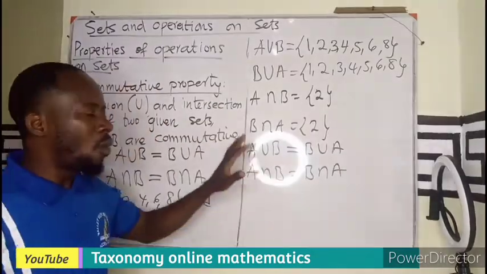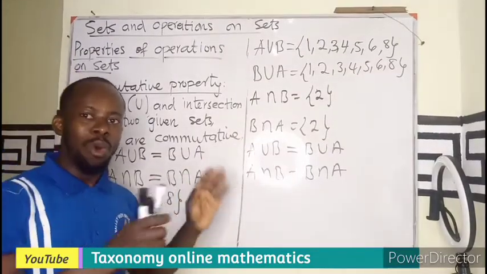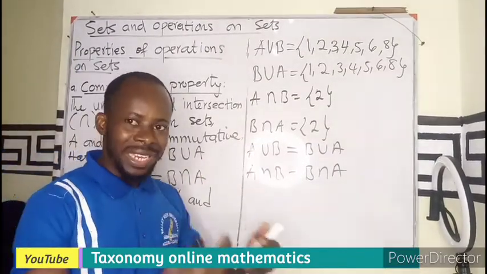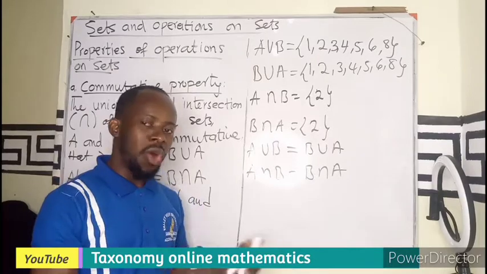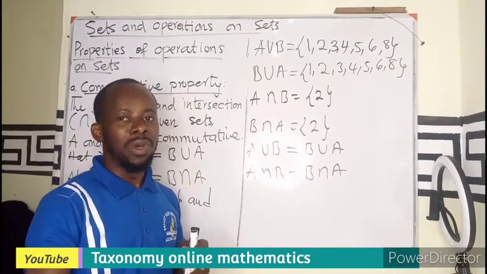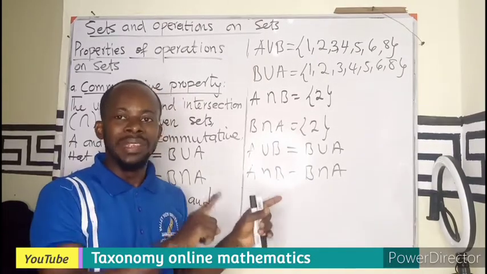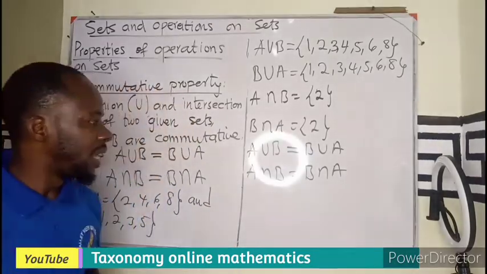So that is the commutative property, which we know under operations such as addition or multiplication. The order does not change the result if the operation remains the same. That is commutative. Let's take the second one.